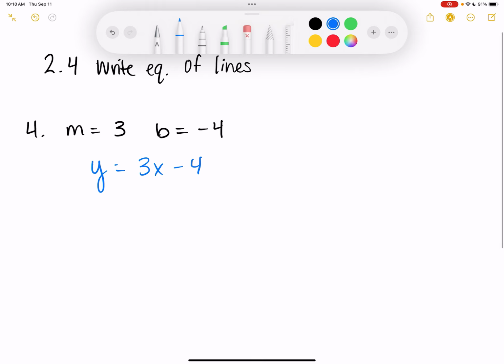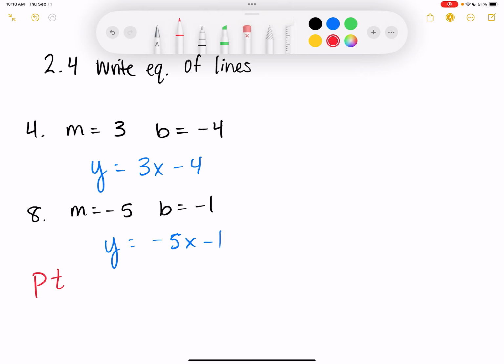Number 8, m = -5, b = -1. What would my equation of my line be? Yep. All right, the next one, say point-slope form. So I'm going to note that here really quick. What is the equation of a line in point-slope form?